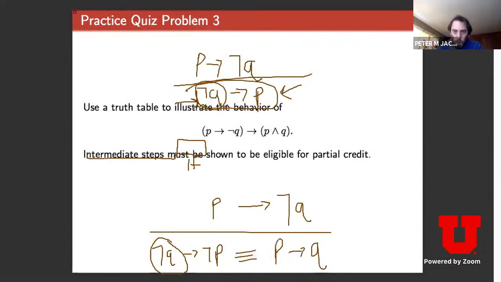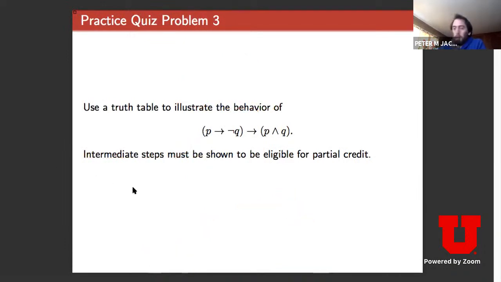Okay, so here. All right. So we're going to use a truth table in this one to illustrate the behavior of the following statement, which is written there: P implies not Q implies P and Q. So go ahead and write a truth table and show what's happening for this statement.